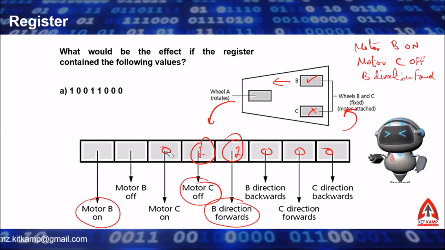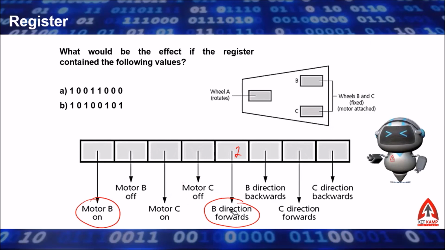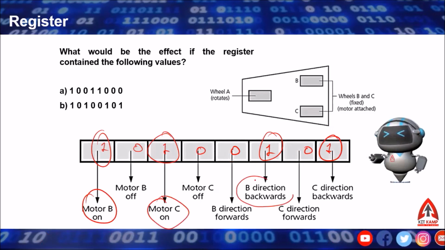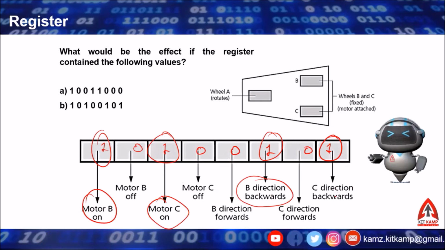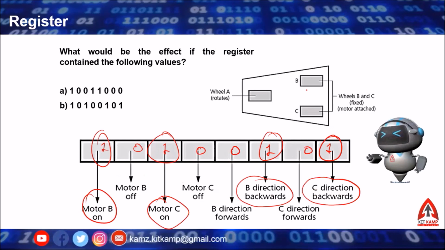If we go with the second example, the values are 1, 0, 1, 0, 0, 1, 0, 1. So that means motor B is on. We just have to look into the 1 values because they are on. Motor C is on. Motor B is backward, and motor C is also backward.